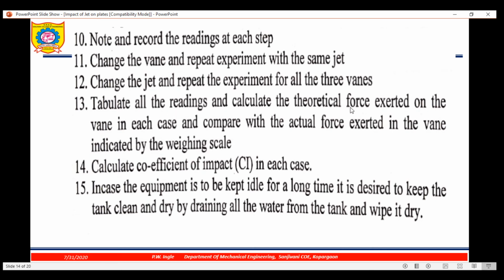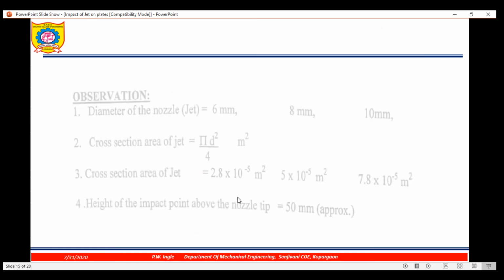Tabulate all readings and calculate the theoretical force exerted on the vane. Now how to calculate the theoretical force? Obviously by taking the reference of the equations which we have found by applying the impulse momentum principle, and compare with the actual force exerted on the vane indicated by the weighing scale. So the weighing scale will indicate what? Actual force. Then calculate the coefficient of impact in each case. So this is the procedure, correct?